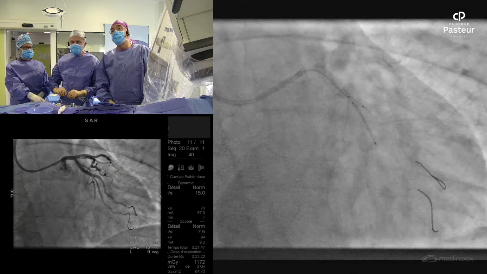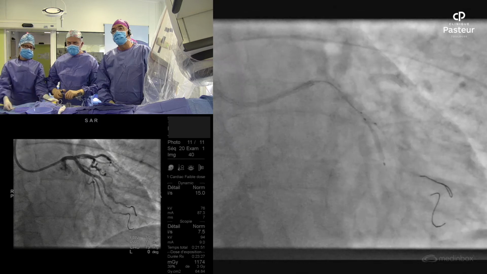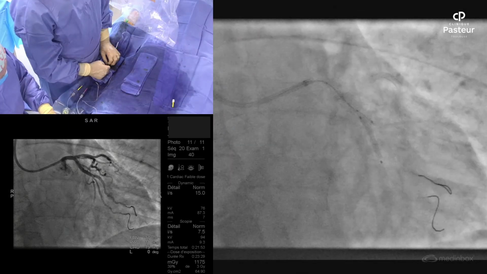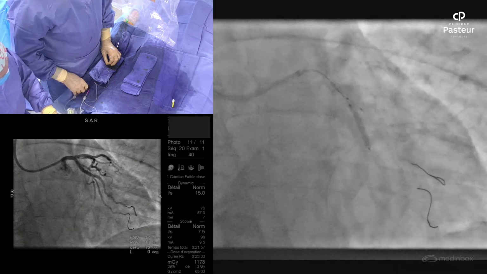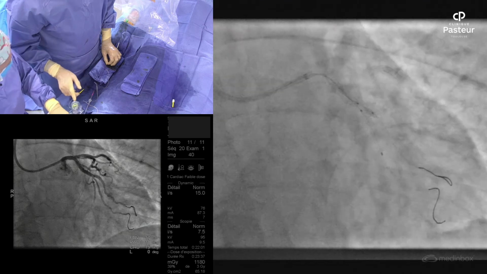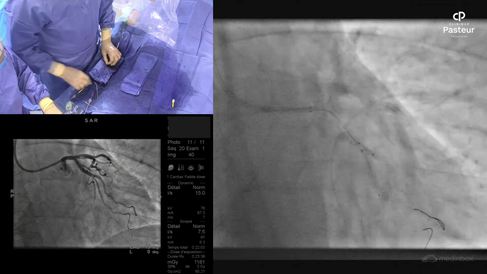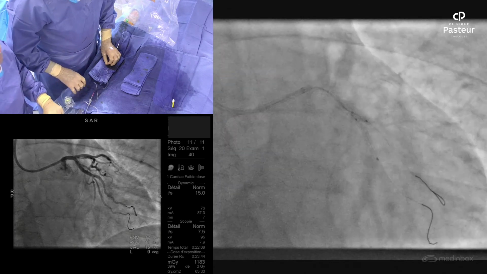Now we have two wires, two deflators, one for the stent and one for the balloon. We can inflate the balloon now. We will pull back maybe a little bit. Yeah, you can pull back. What was the pressure? Nominal, 10. Because it's a little bit, we pull back.